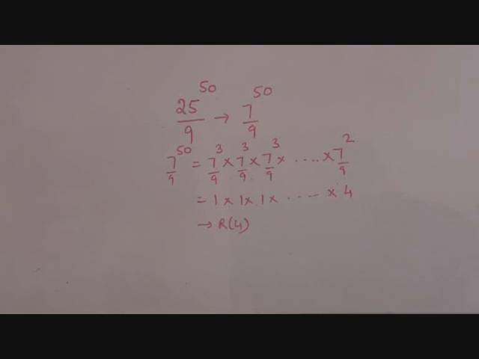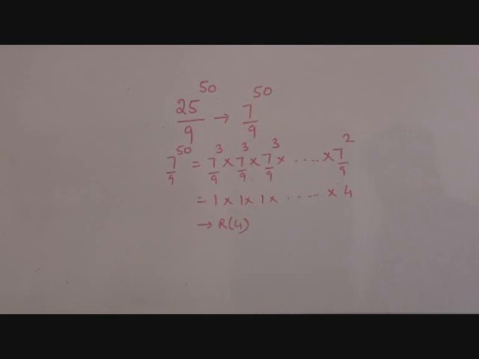So I'll break 7 raised to 50 as 7 cube into 7 cube into 7 cube up to 16 times into 7 square, right? So 7 cube will give me remainder 1 with 9, so 1 into 1 into 1, 16 times, and 7 square is 49, which will give me remainder 4 with 9. So the remainder I'll get when 7 raised to 50 is divided by 9 is 4, or 25 raised to 50 when divided by 9 gives me remainder 4.